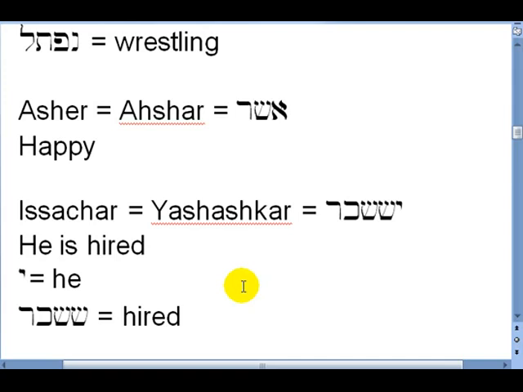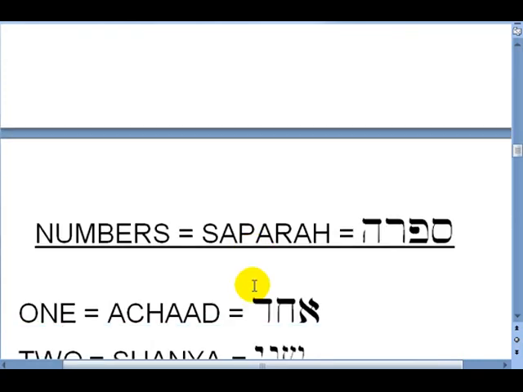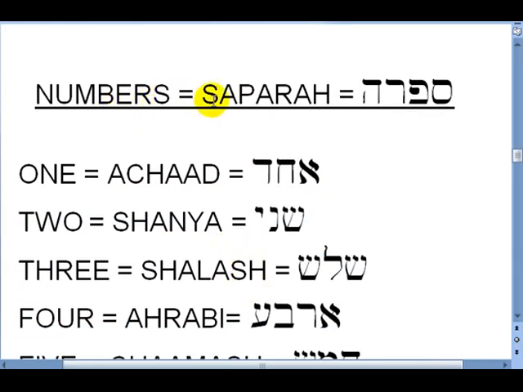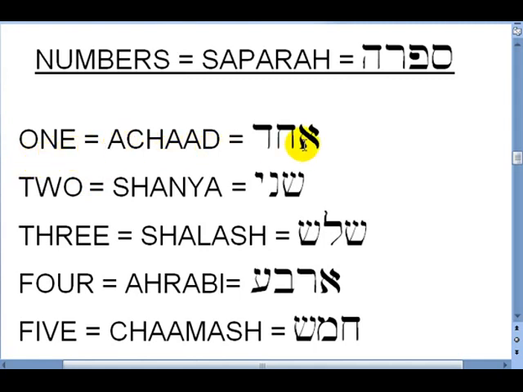So we're going to move on now to the numbers. Now the numbers in the Hebrew, the way you say numbers is sapara. We're going to start with number 1, which is akad. Number 2 is shanya. And Lord willing, in another lesson, which I already did but might go over again, I'll give you the sounds again of all these letters so you can get more familiar with it. 2 is shanya.